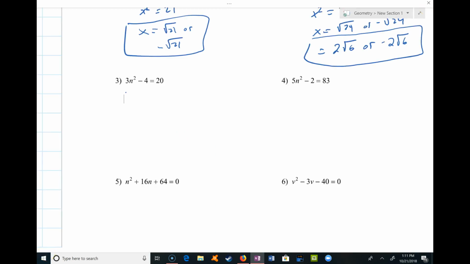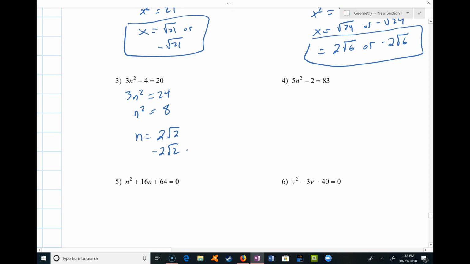Okay, this would be 3n squared is equal to, add 4 to both sides, we get 24. Divide both sides by 3, and we get n squared is equal to 8, which means n is equal to 2 rad 2, or negative 2 rad 2. That's what square root of 8 is.